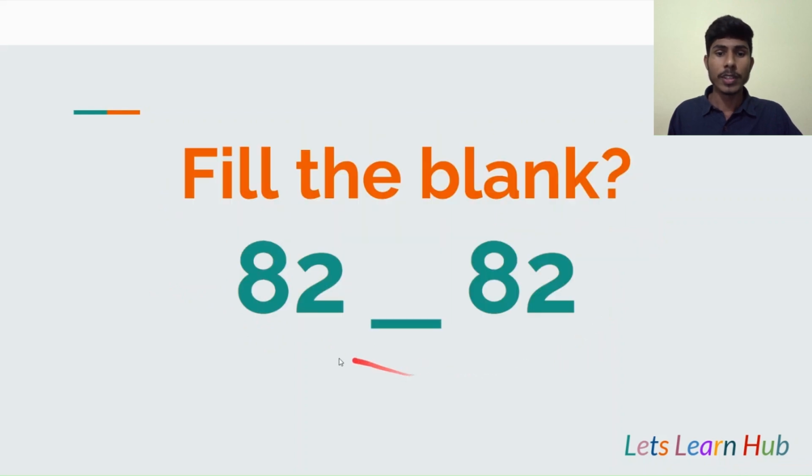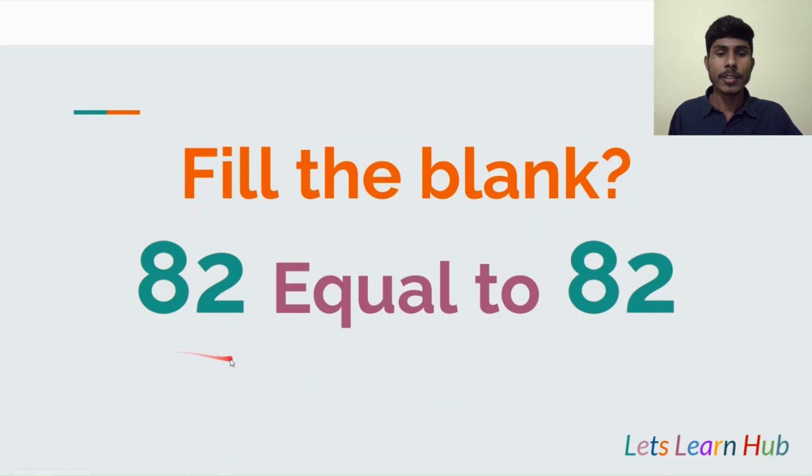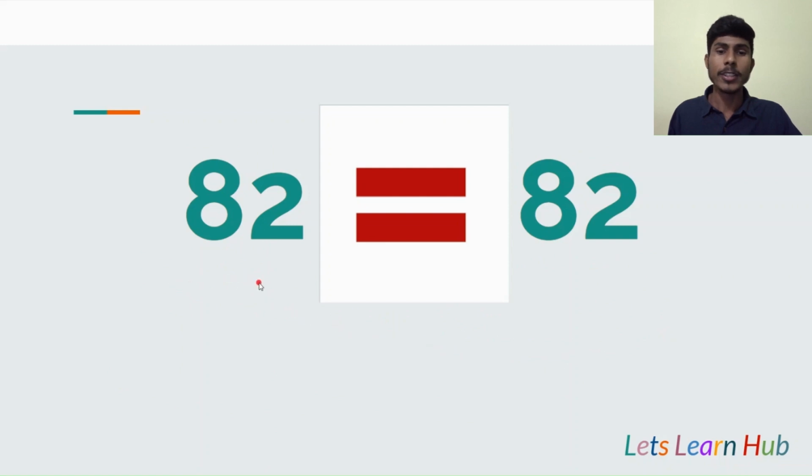And we need to fill this blank 82 blank 82. See here we got 82 on the left side and 82 on the right side. Since both are same numbers, that means both are equal. See, 82 is equal to 82, right? Both are same numbers. That means both are equal. So we will get equal to symbol here. So when we get same numbers, we use this equal sign. This is what equal means.